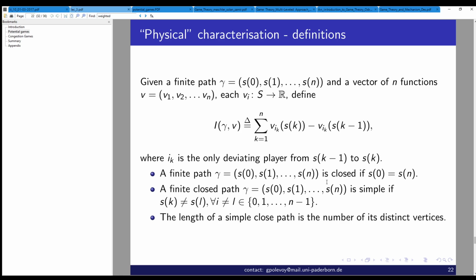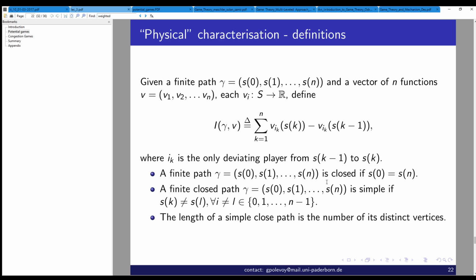And the functions we are talking about are given to us, but we look at function v_ik each time, and ik is the only deviating player when we move from s_k minus 1 to s_k. There is exactly one deviating player because it's a path. So the player who deviates, we call him ik. And we look at v_ik.